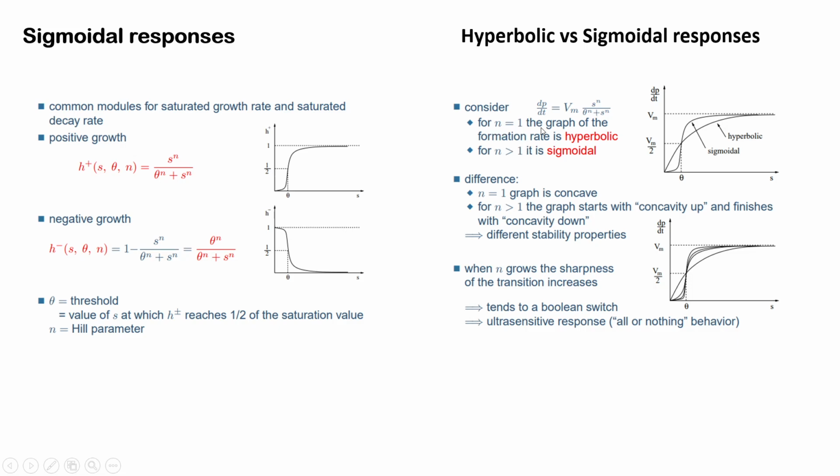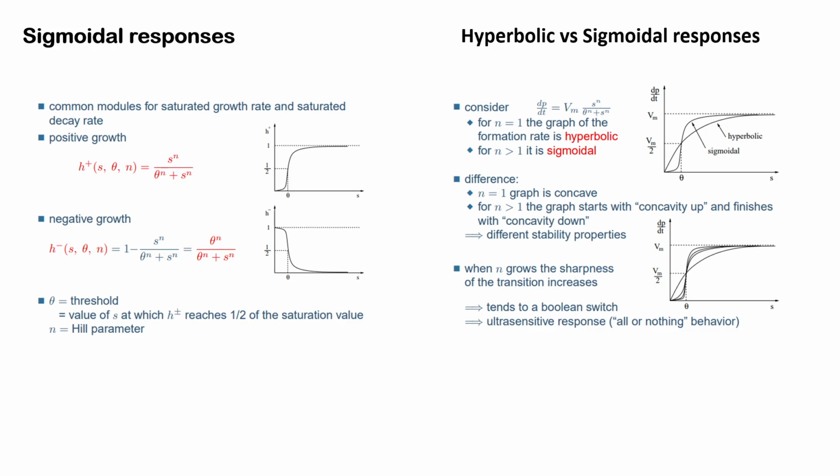Now, if you put n equal to 1 and solve it, the dp/dt versus s curve will look like a hyperbolic curve, like this one, the second curve. Now, if you increase the value of n to greater than 1, it will move into more of a sigmoidal curve. So the value of n determines how your response will look. Will it look like a hyperbolic, or will it look like a sigmoidal?